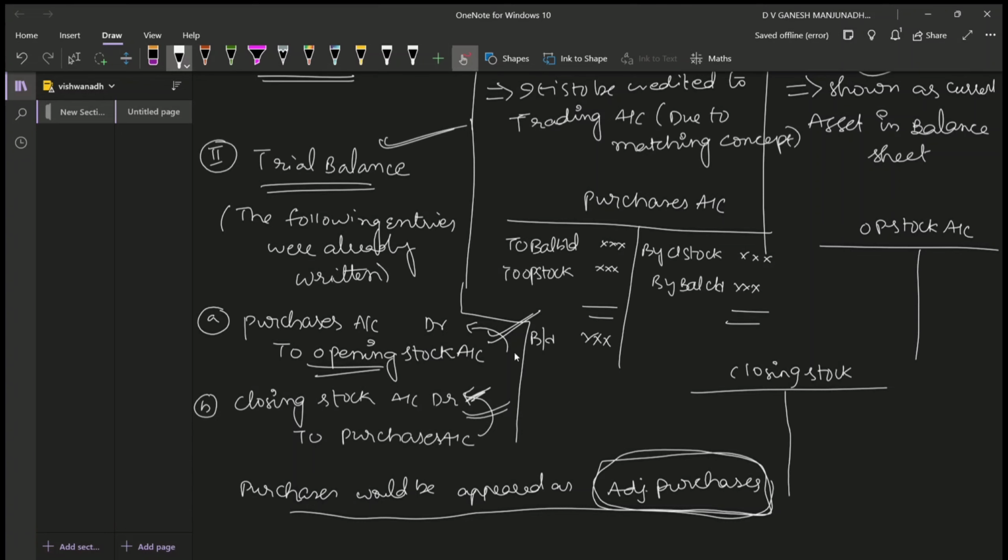That means this closing stock is adjusted, the opening stock is adjusted, so there is no impact in the trading or P&L account. Let us take, if the balance is 60,000 and the opening stock is adjusted with the purchases, the purchases will also be 60,000. So by purchases, with the same balance, there will be no balance for opening stock. So let us now see.